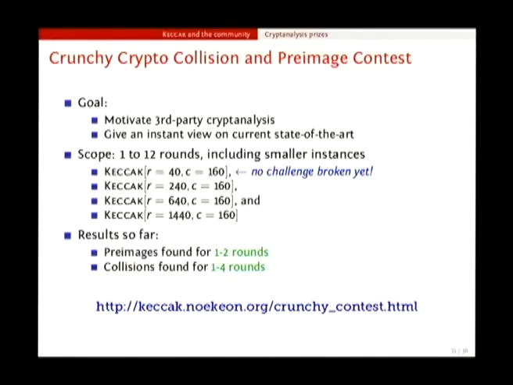Nowadays we changed our mind in terms of how to encourage cryptanalysis of Keccak. Instead, we publish challenges that have to be broken on some weakened versions of Keccak, so versions of Keccak with fewer rounds. So far, we have pre-images for 1 and 2 rounds on some instances, and collisions on 1 to 4 rounds. And this contest is still open. So if you wish, you can take a look and try to break some of these challenges. You won't get rich with this contest either, but I think it's nice. It sets really concrete targets for cryptanalysis.